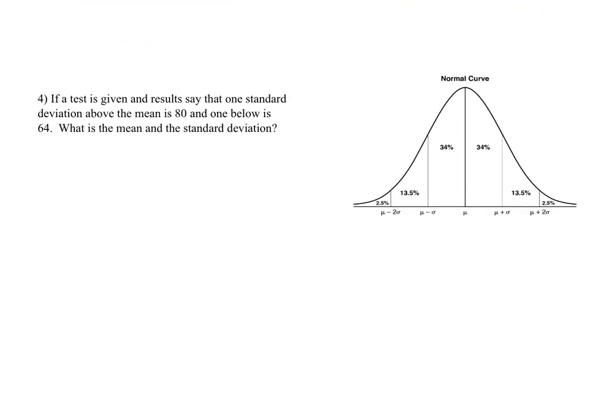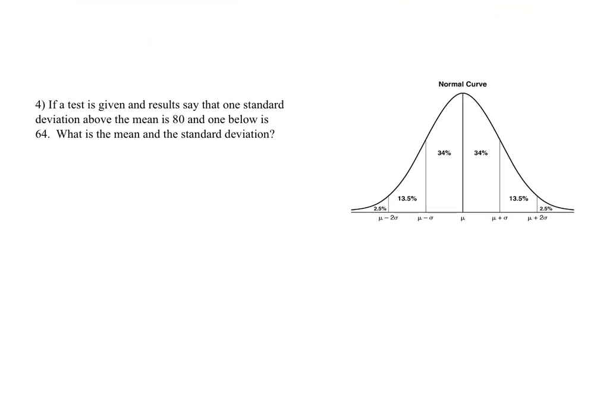All right. If a test is given and the results are, say that 1 standard deviation above the mean is 80. So 1 above is 80. And 1 below is 64. So they're not telling us the mean here. They want us to find the mean and the standard deviation. What you have to remember is these spaces are always evenly distributed. So I'm going to just show you how to do this just to find the standard deviation. It's the easiest route to take, and it works for all of them.